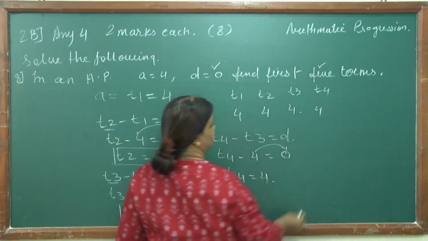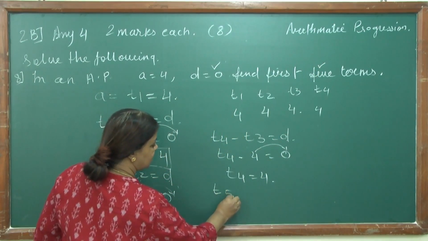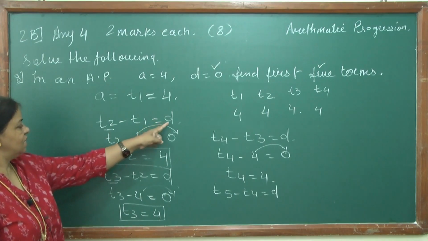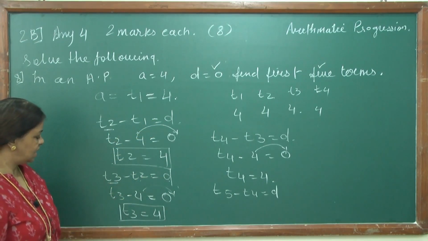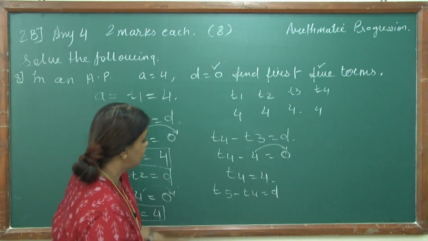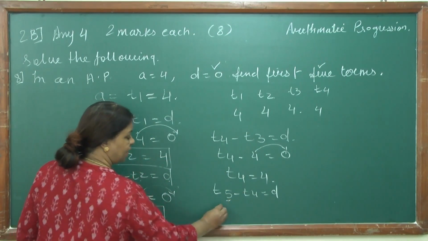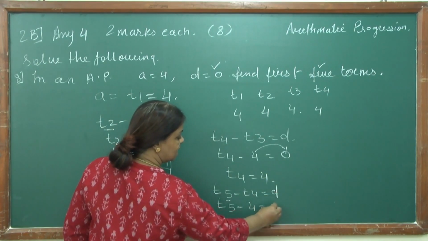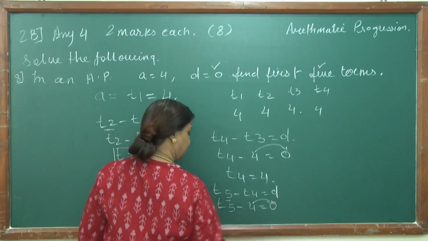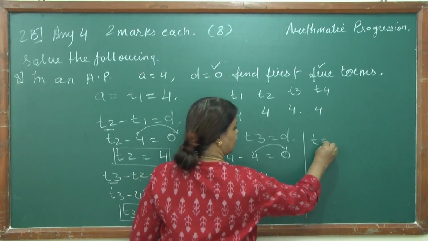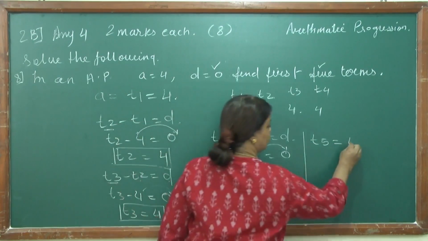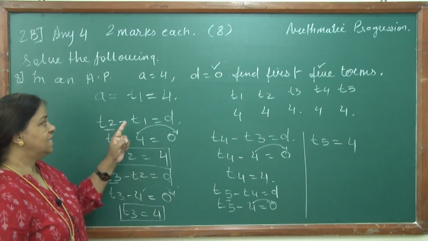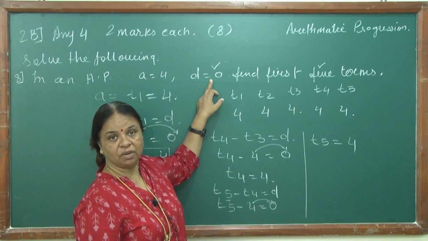But they are asking for the first 5 terms. So again we have to do that is T5 minus T4 is equal to D. See the sequence, children. T2 minus T1 is D. T3 minus T2 is D. Then T4 minus T3 is D. T5 minus T4 is D. So we don't know T5. So T5 minus T4. T4 is what? 4 is equal to D. D is what? 0. Minus 4 will come here. So T5 is equal to minus 4 will become plus 4. So even the fifth term is 4. So all the terms are 4 since the difference between two consecutive terms is 0.